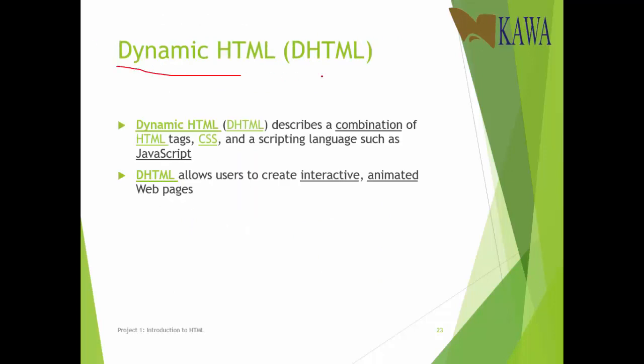We also have something called dynamic HTML. Dynamic HTML describes the combination of HTML tags, CSS, and a scripting language such as JavaScript. Dynamic HTML allows users to create interactive and animated web pages, as we had discussed in the introduction, how we are going to create animated and interactive web pages with JavaScript and CSS.